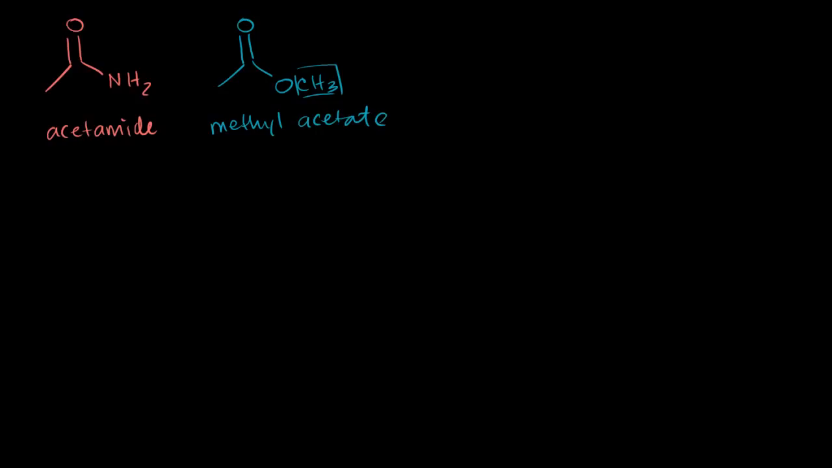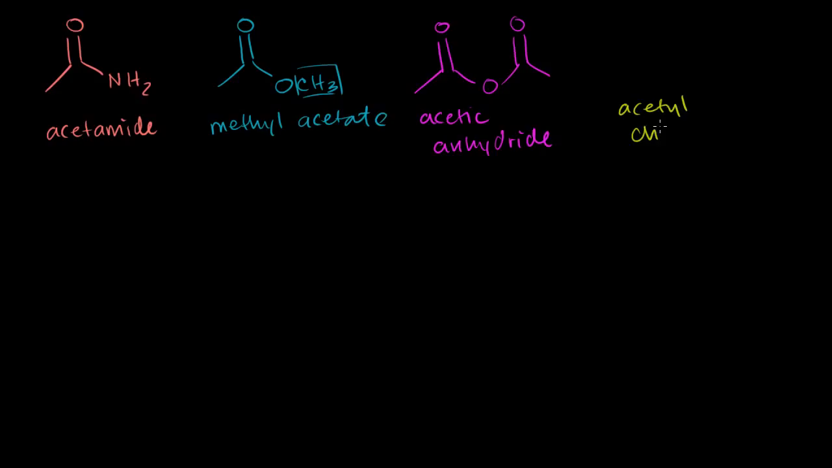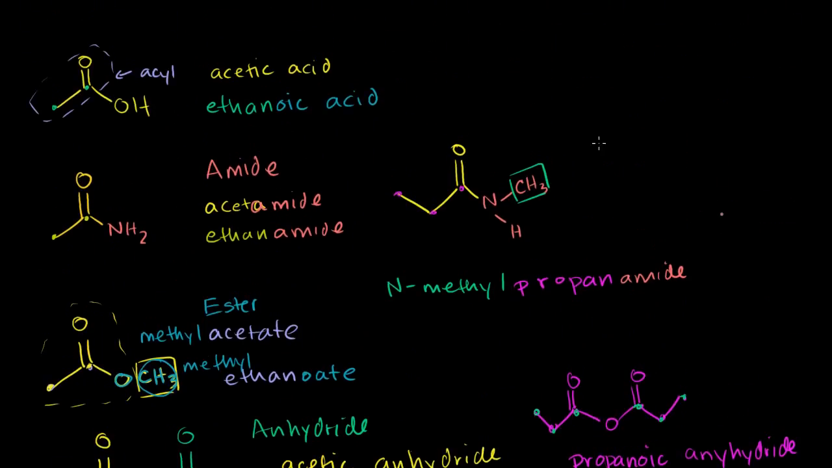So this is acetic anhydride. Let me do this in a new color. Acetic anhydride looks just like that. And finally, we had the acetyl chloride. Acetyl chloride looked just like this. And of course, these are all derivatives of acetic acid, which we drew at the top of the last video, which is right over there, acetic acid.